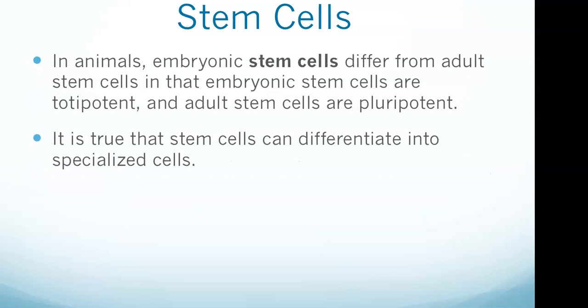In animals, embryonic stem cells differ from adult stem cells in that embryonic stem cells are totipotent and adult stem cells are pluripotent. Totipotent stem cells have the potential to develop into any cell found in the human body, while pluripotent cells are known to develop into cells and tissues of the 3 primary germ layers. It is true that stem cells can differentiate into specialized cells.